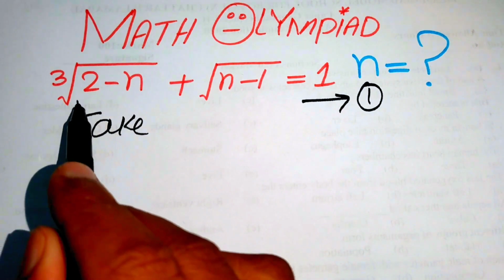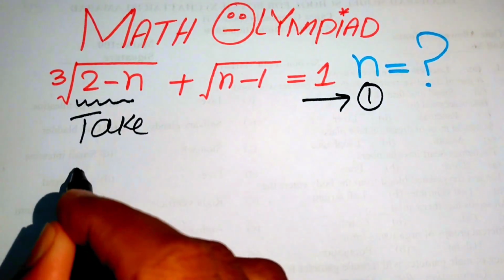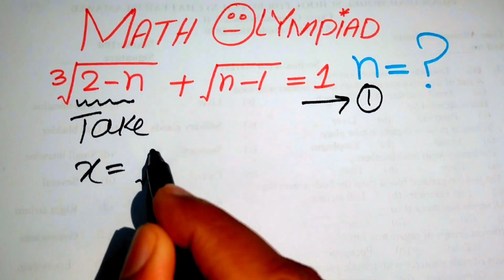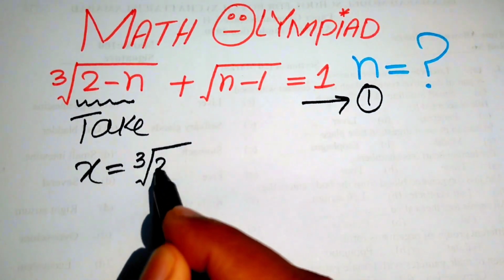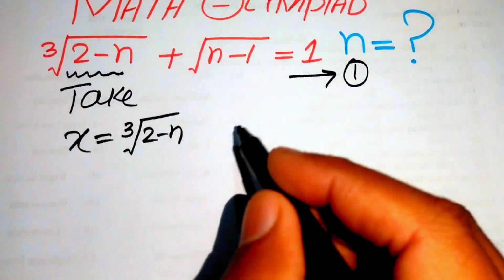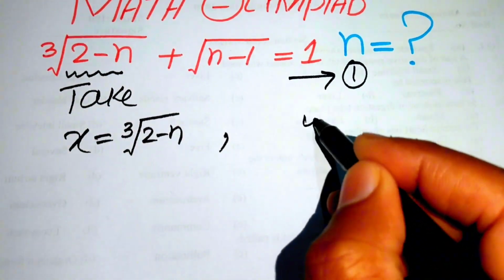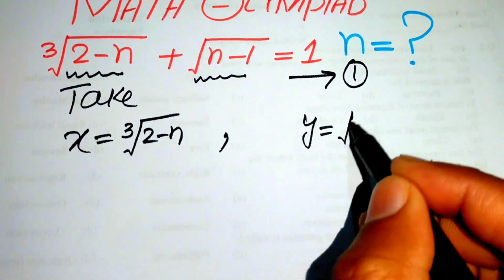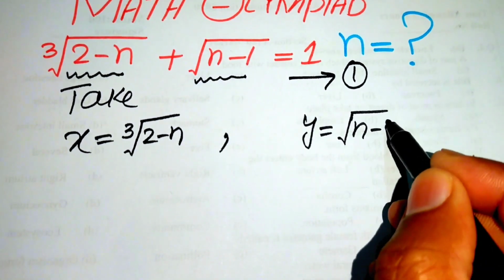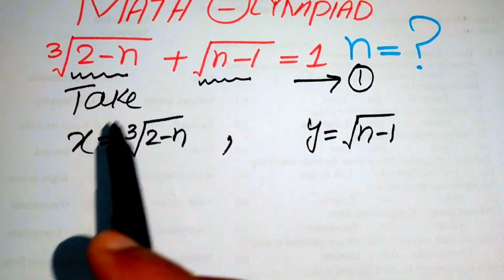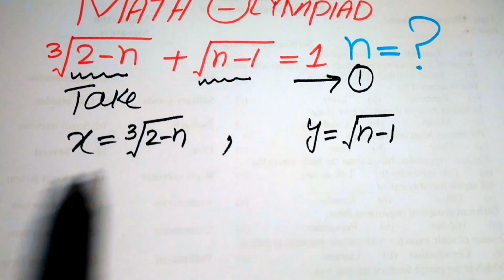We take this value equals to x, and we write it as x equals to cube root of 2 minus n, and here we suppose that y equals to square root of n minus 1. So we take this value x and this value y.